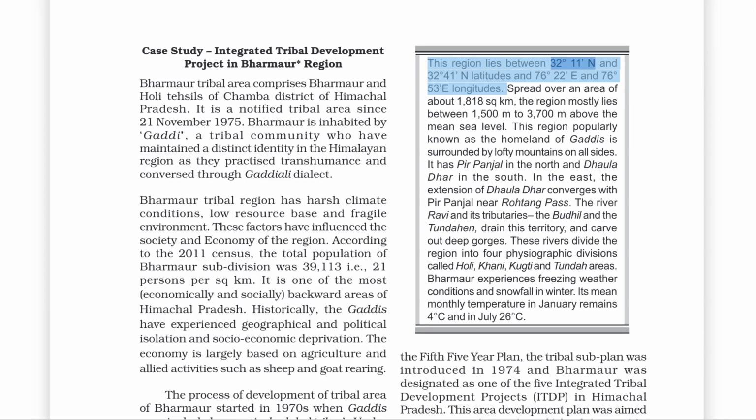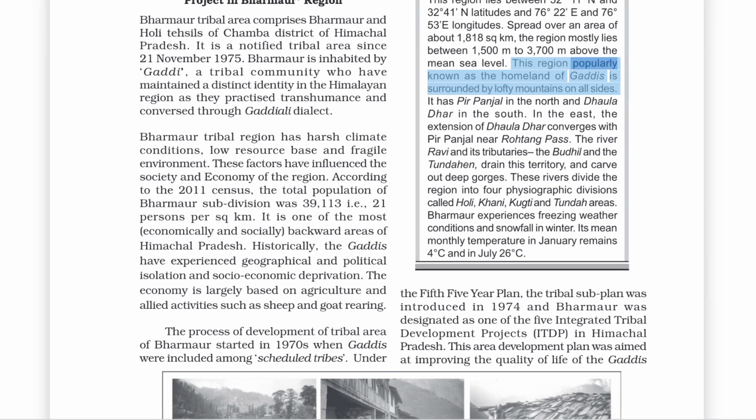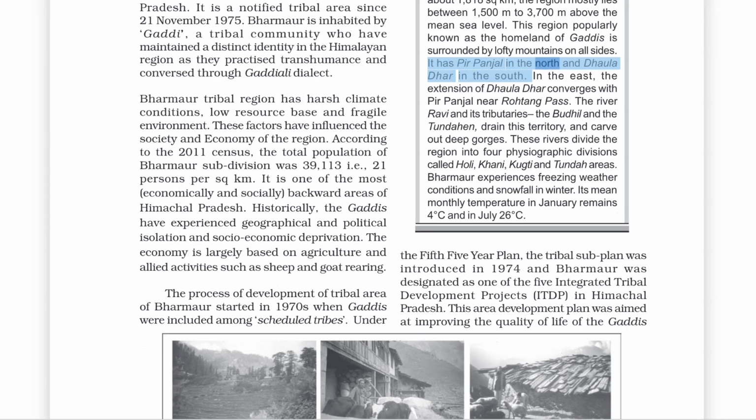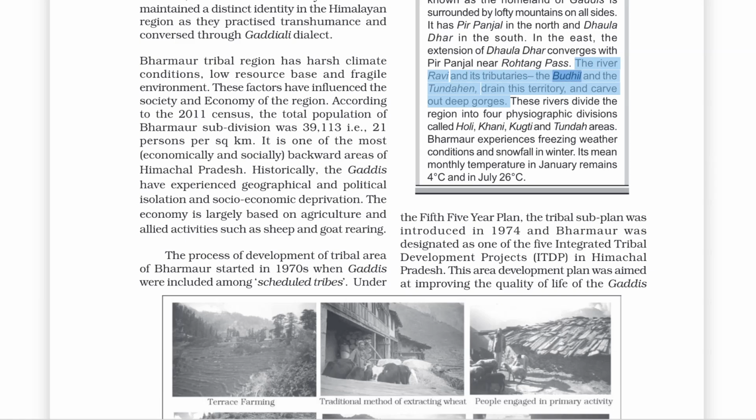This region lies between 32 degrees 11 minutes north and 32 degrees 41 minutes north latitudes and 76 degrees 22 minutes east and 76 degrees 53 minutes east longitudes. Spread over an area of about 1,818 square kilometers, the region mostly lies between 1,500 m to 3,700 m above the mean sea level. This region, popularly known as the homeland of Gaddis, is surrounded by lofty mountains on all sides. It has Pir Panjal in the north and Dhauladhar in the south. In the east, the extension of Dhauladhar converges with Pir Panjal near Rohtang Pass. The river Ravi and its tributaries, the Budhil and the Tundahen, drain this territory and carve out deep gorges.